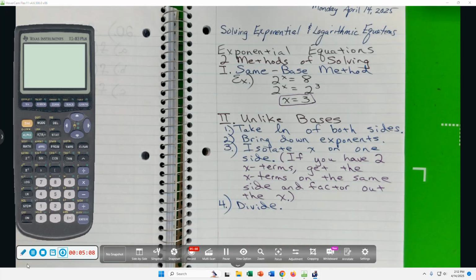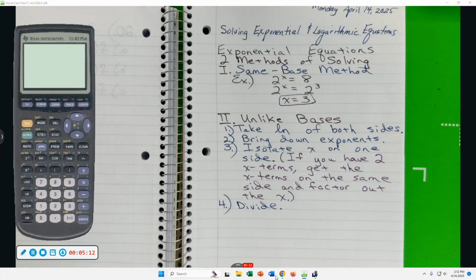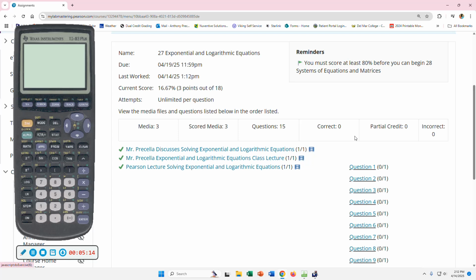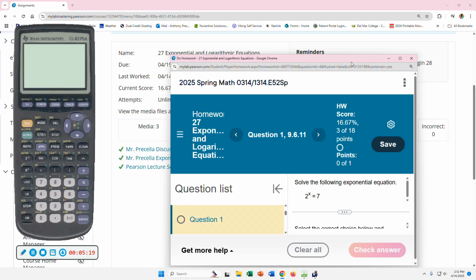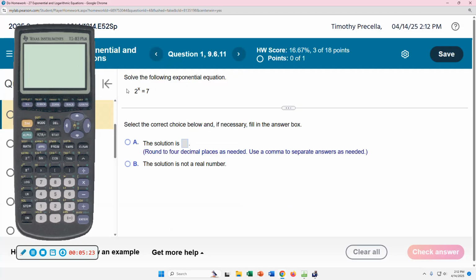And to illustrate, we'll look at number 1. Hopefully the first one should only have one x term. Hey, look at that. That's just a coincidence. 2 to the x equals 7. The example I made up for the same base method, switch back to my paper.